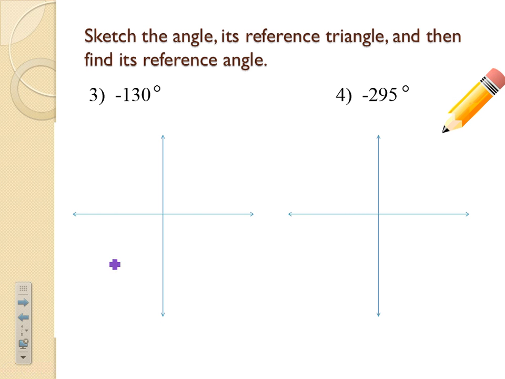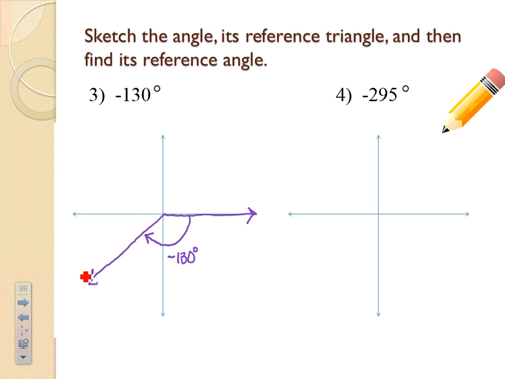Negative 130. So first I'm going to draw my negative 130-degree angle. That means I'm going to go clockwise 130 to here. That's a negative 130-degree angle. I've got my terminal side.